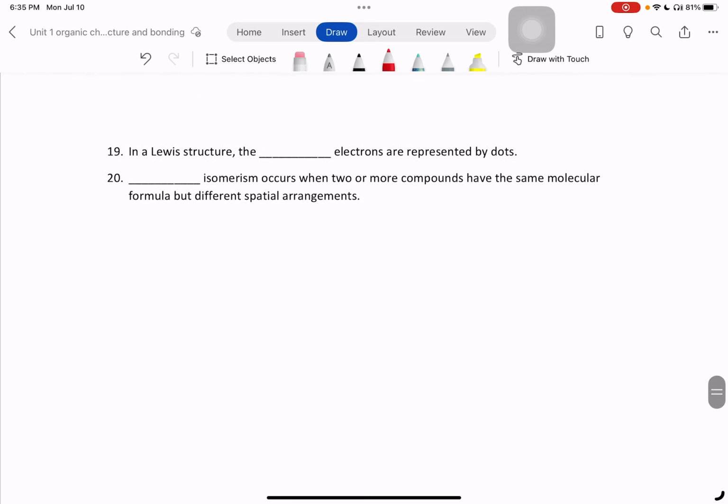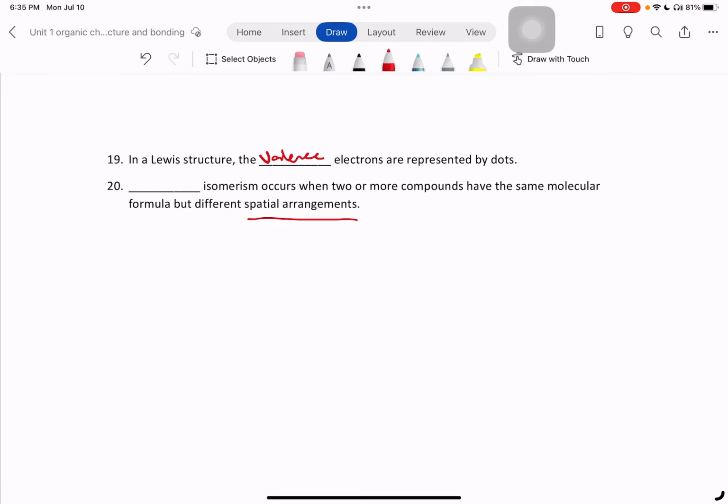All right. 19. We have what in a Lewis structure? Electrons are represented by dots. We know that's the valence electrons. And 20. What isomerism occurs when two or more compounds have the same molecular formula but different spatial arrangement? Remember, that's the third one that we had above. So that's called stereoisomerism. Let me write that better. It's called stereoisomerism.